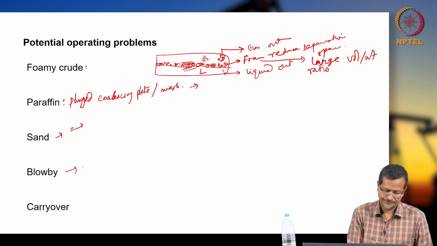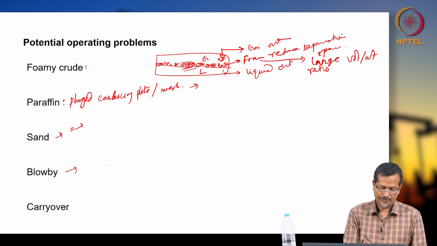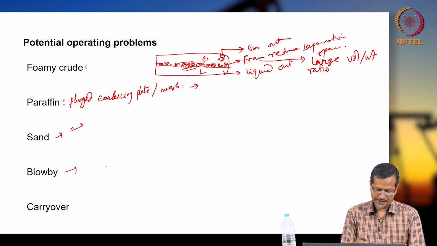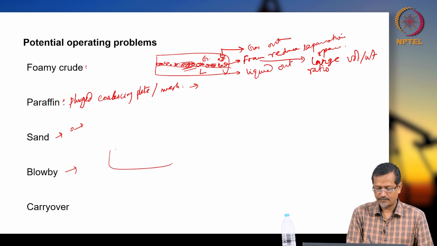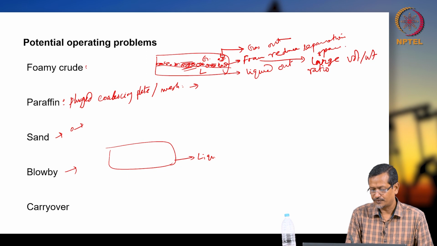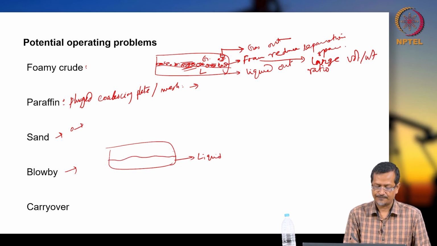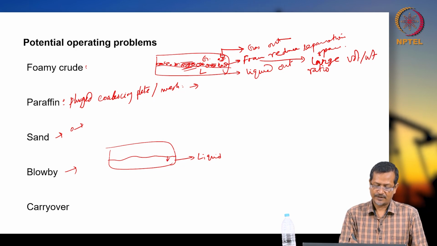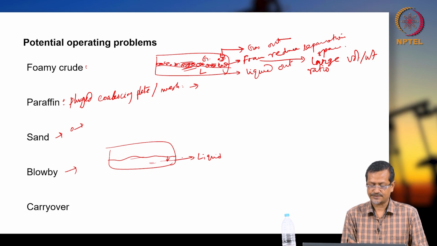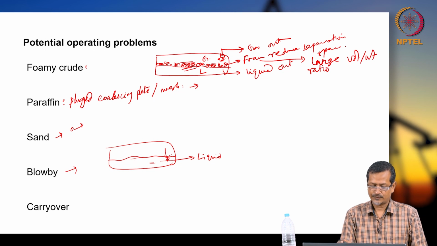Blowby. Blowby is when free gas escapes with the liquid line, and it can be an indication of low liquid level. Let's say you have one separator system and your oil liquid out is there, the liquid line, and your liquid level is here. Because of certain reasons your liquid level goes down to this level and reaches the exit end. So what will happen? The liquid line will get a certain amount of gas. So you have to avoid that.